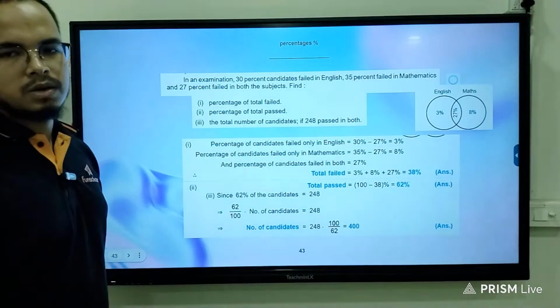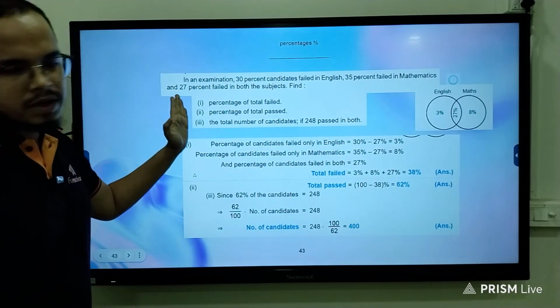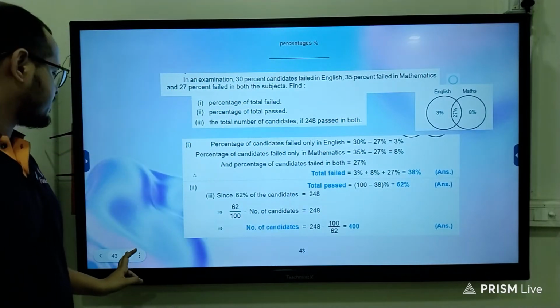Okay, same Venn diagram. So whenever there will be something like 27% failed in both, you have to apply Venn diagram only.